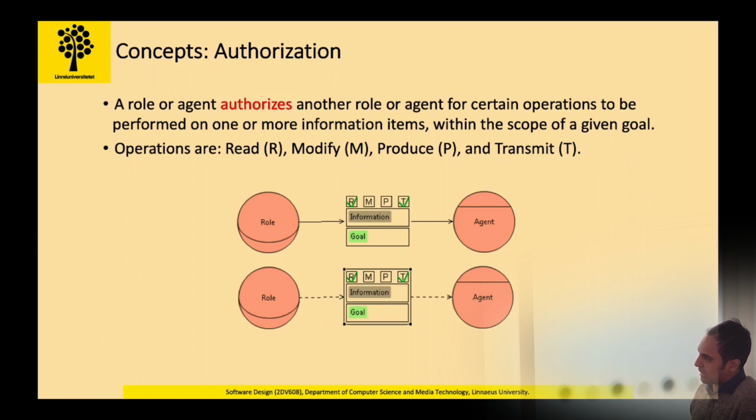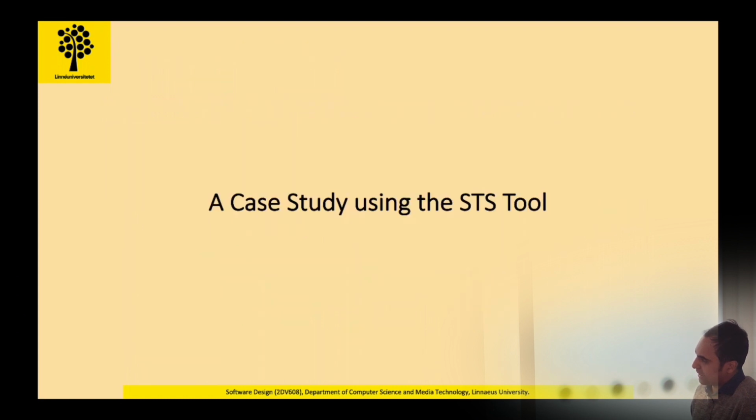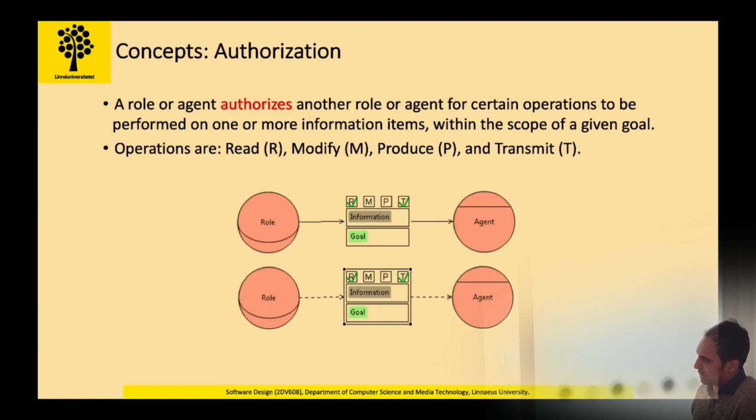Then there is another example. I think this is the same example. An authorization is done on this goal for this information, and this agent again can read or transmit. But here we did not mention whether this agent can modify or produce the information or not. If we want to mention that, there is another way: putting a cross in the same way that we put the green tick here. I think in the example that we will show, it's there.